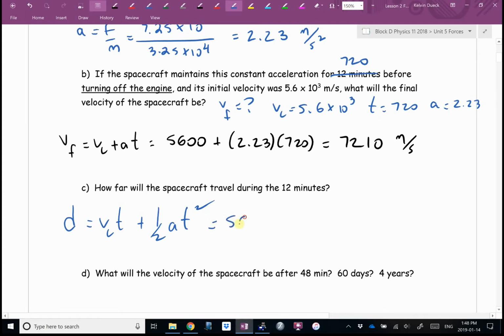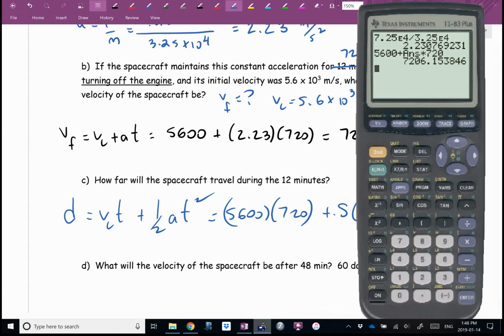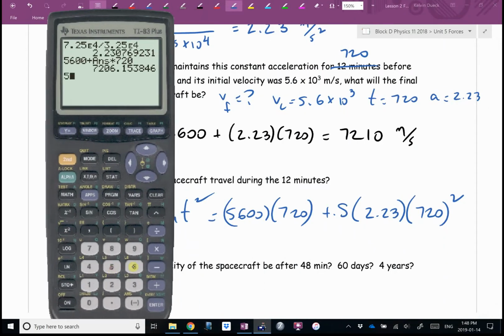It's going to be 5,600 times 720, not 12 minutes, seconds, plus 0.5 times 2.23 times 720 squared. So 5,600 times 720 plus 0.5 times 2.23 times 720 squared. Can you double check me? I got 461, 2 zeros, and a 16.